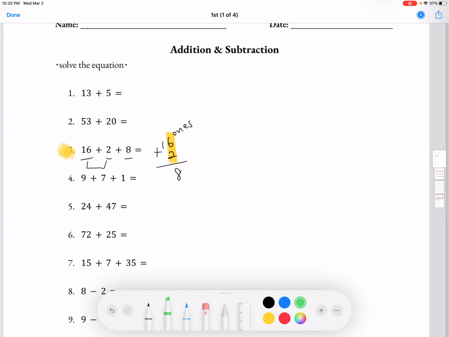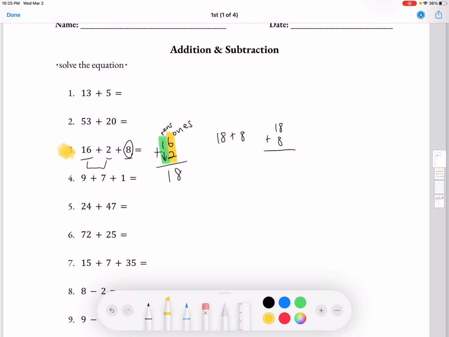And then for the tens, it's 1 plus 0. And since there's nothing there, we're just going to pull down the 1. And the 1 pulled down is 1 for the tens place. And then we're going to add 8 since there's an 8 right here. So 18 plus 8.